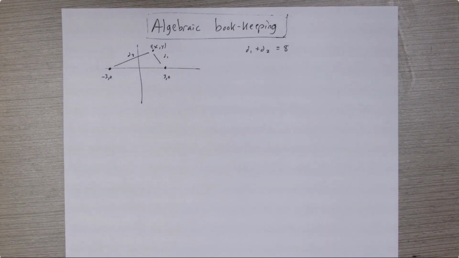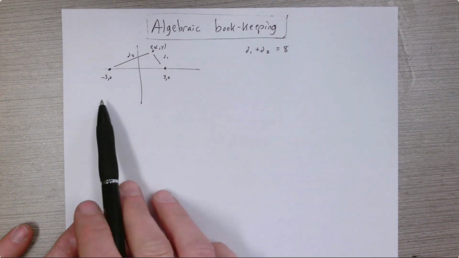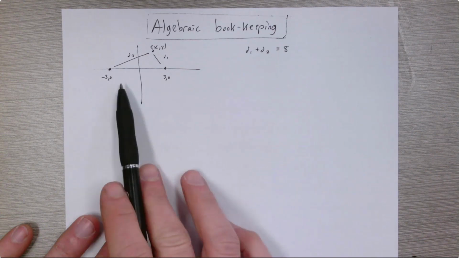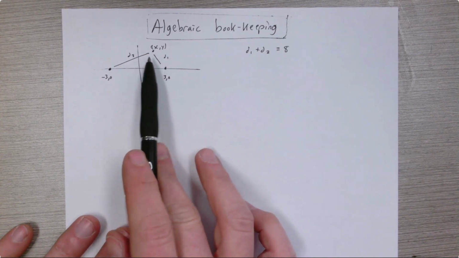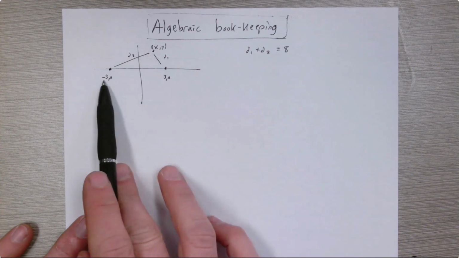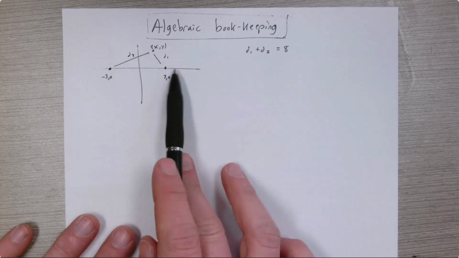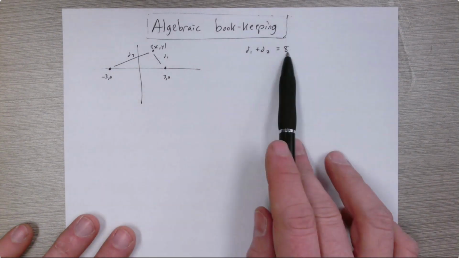Hello, this is a quick lesson about algebraic bookkeeping, which just means how you can organize your algebraic process so that it doesn't overwhelm you with its own complexity. In class, we were deriving a curve that consists of all of the points (x, y) such that the distance from (x, y) to a point at (-3, 0), plus the distance from (x, y) to a point at (3, 0), so those two distances added together, is always 8.